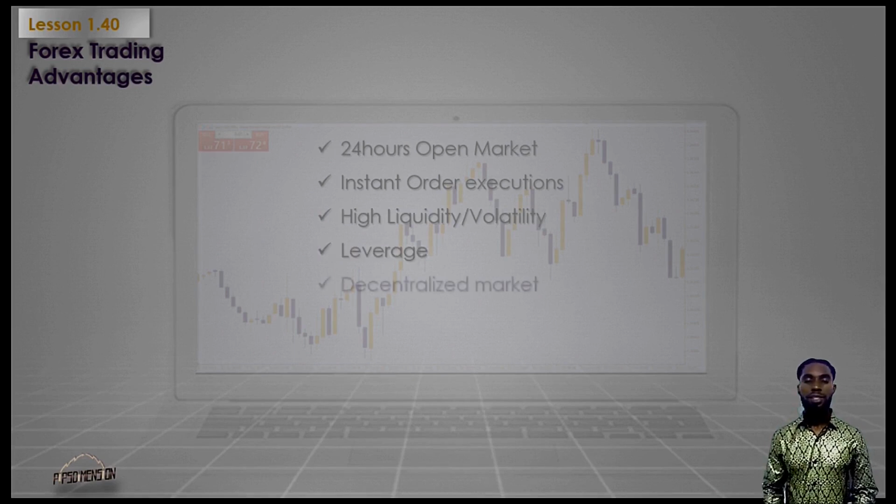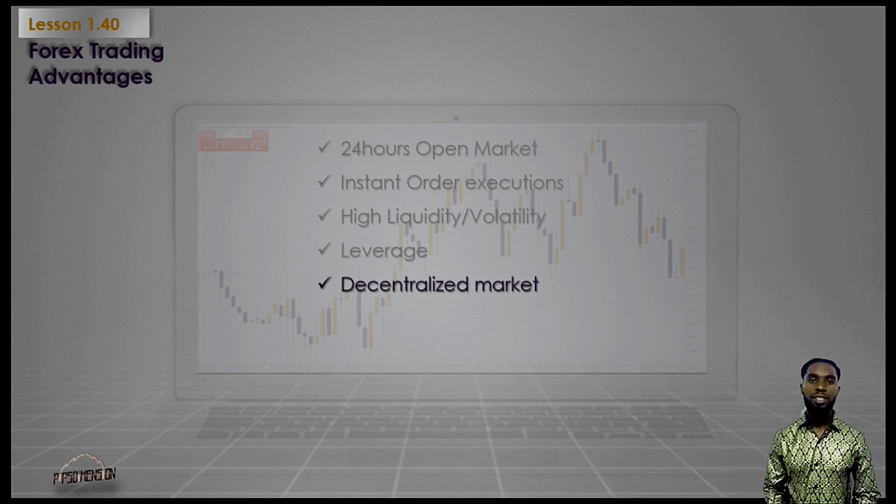Also, the forex market is decentralized, meaning that no individual corporation is in charge of the changes in prices of the currencies, except in a case where a forex broker is not regulated. They may have the opportunity to make manipulations in the prices to their own advantage. That is why it is advisable to register with a highly regulated forex broker.